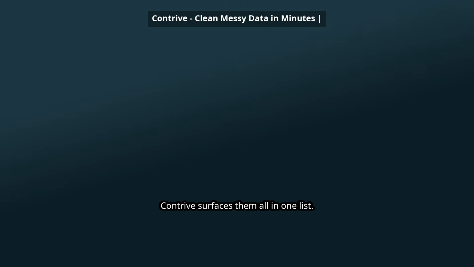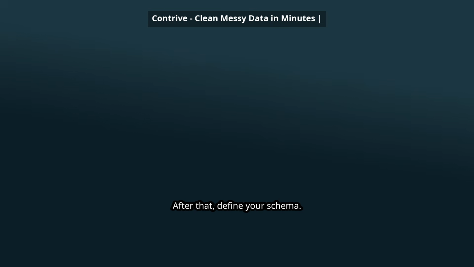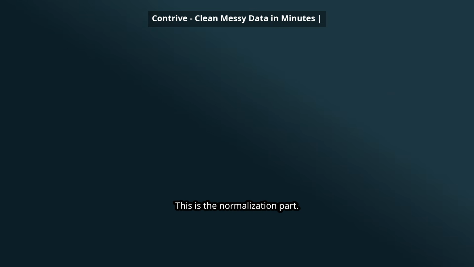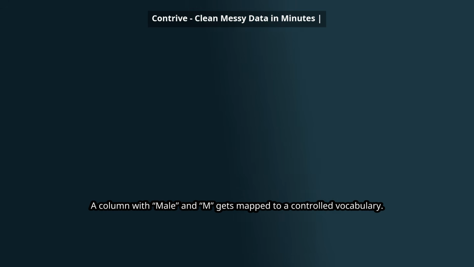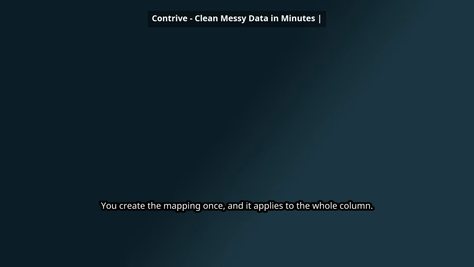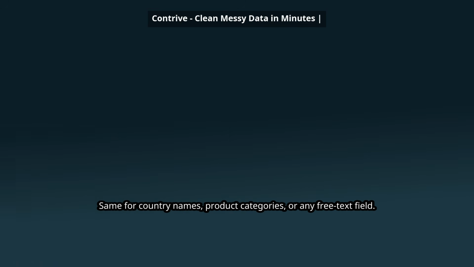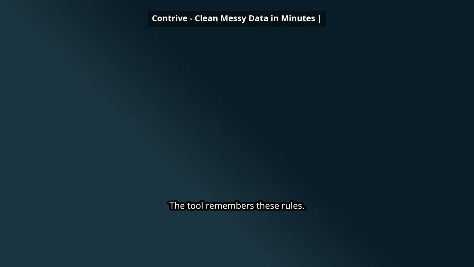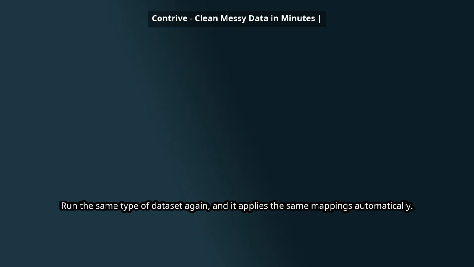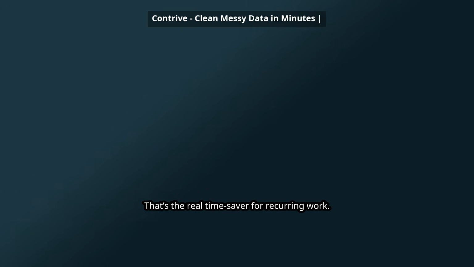After that, define your schema. This is the normalization part. You tell the tool what each column should be. A column with male and M gets mapped to a controlled vocabulary. You create the mapping once, and it applies to the whole column. Same for country names, product categories, or any free text field. The tool remembers these rules. Run the same type of dataset again, and it applies the same mappings automatically. That's the real time saver for recurring work. You don't rebuild the rules every time.